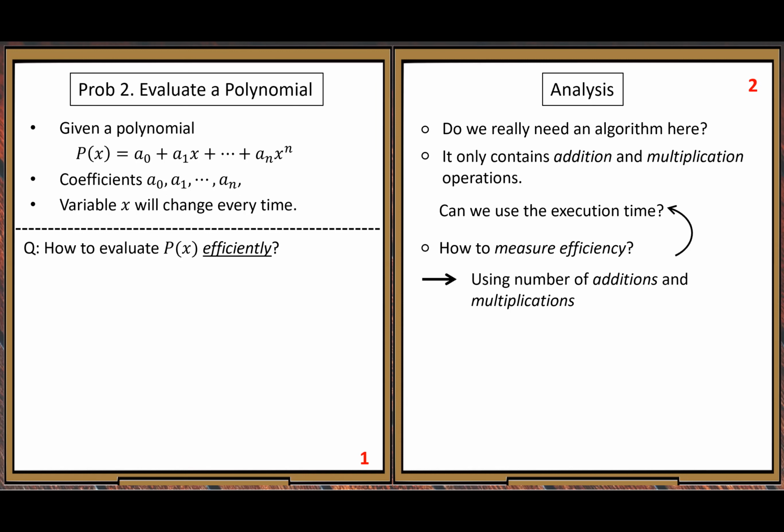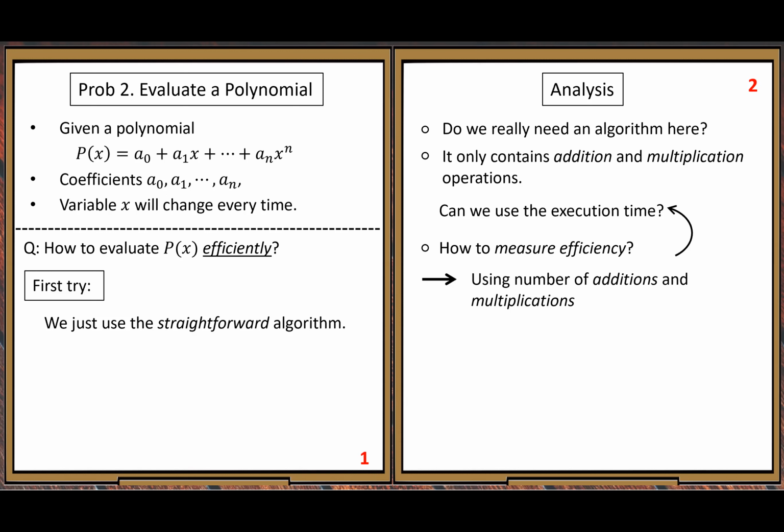When you run the algorithm on a supercomputer or an old laptop, you use the same number of additions, right? You use the same number of multiplications. So it's stable. It does not rely on your hardware devices. Okay? So it's a better one. So in this class, we like to use a stable efficiency measure.